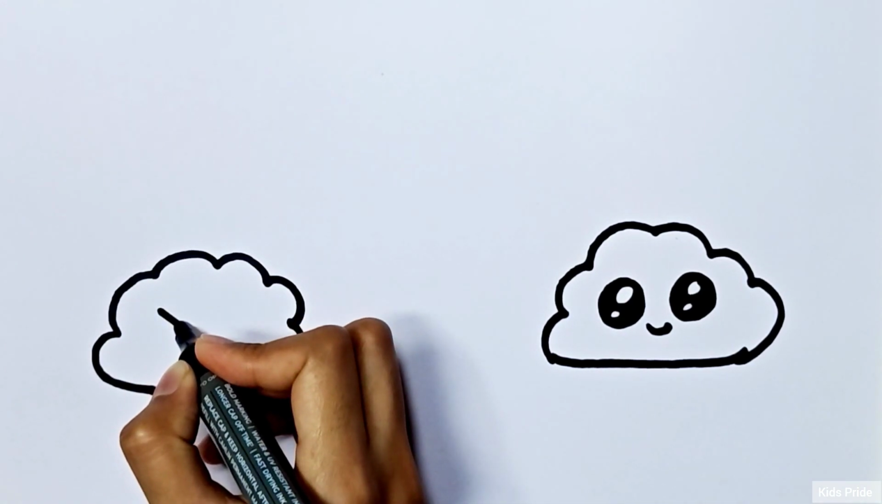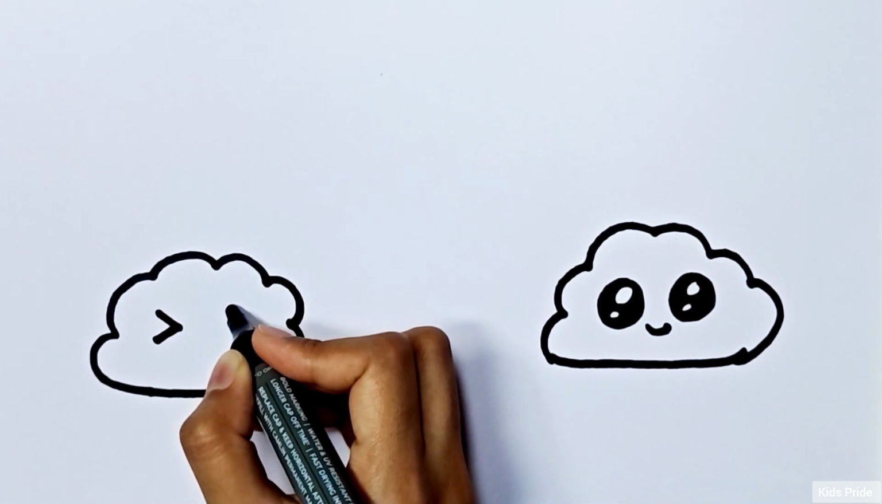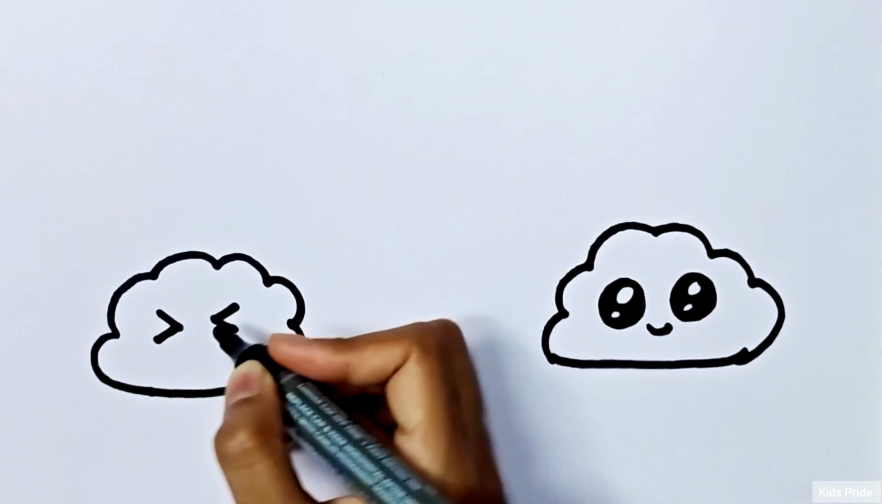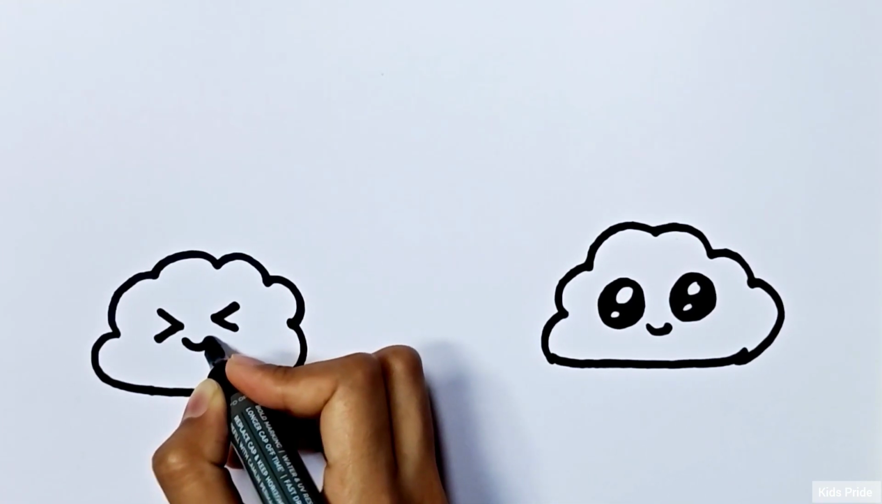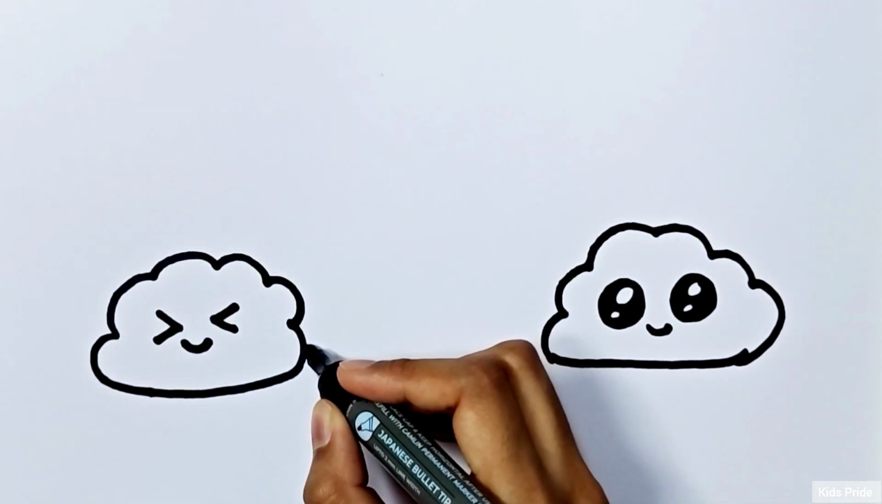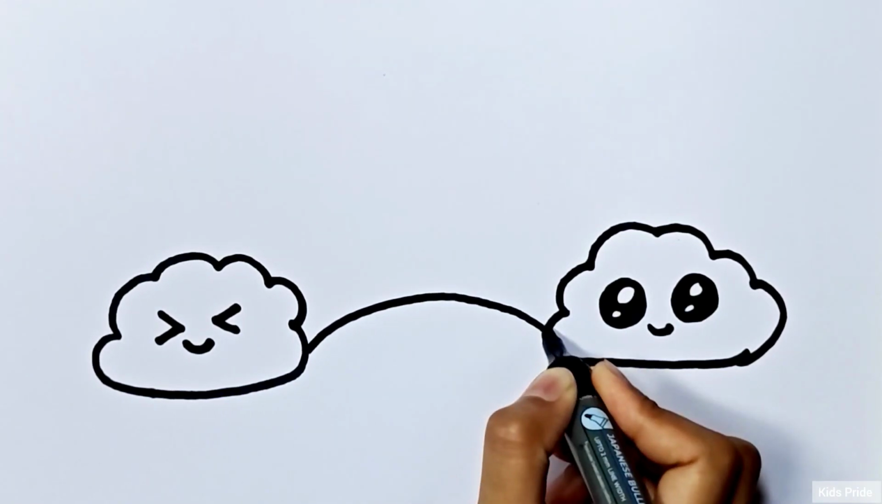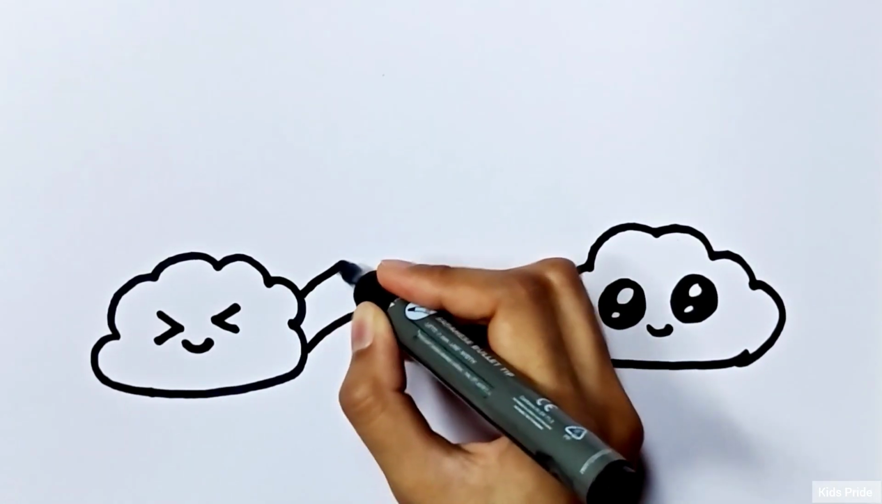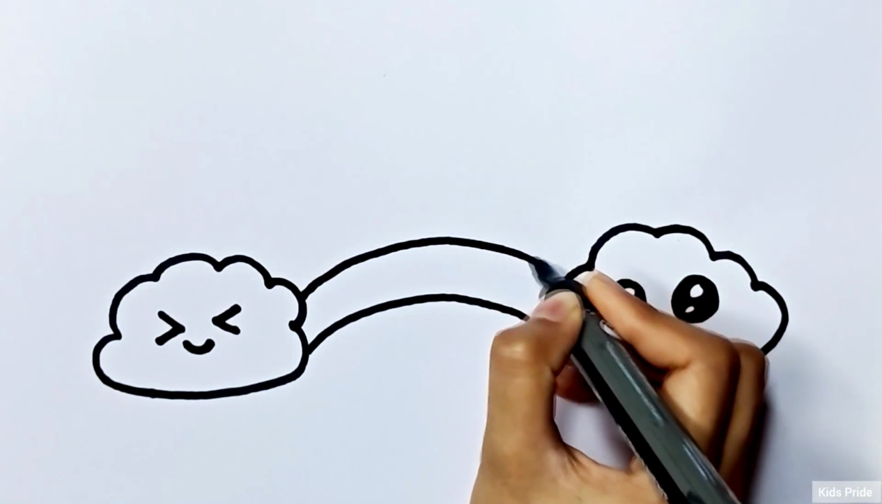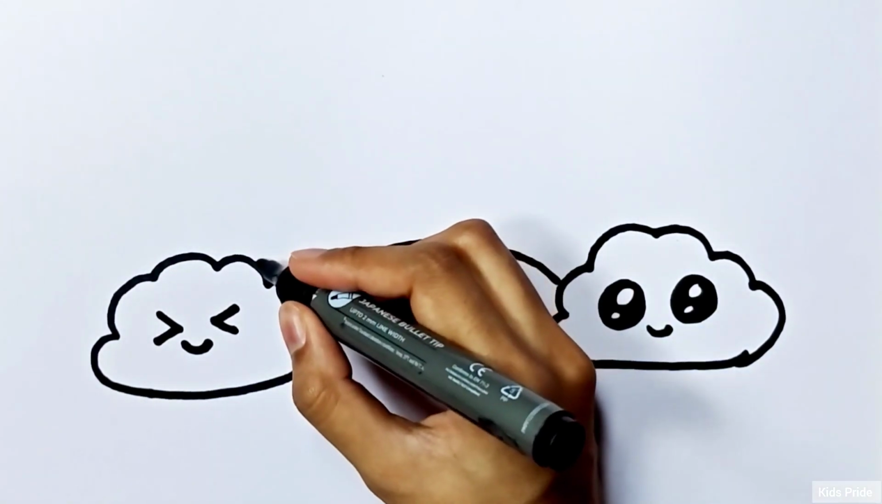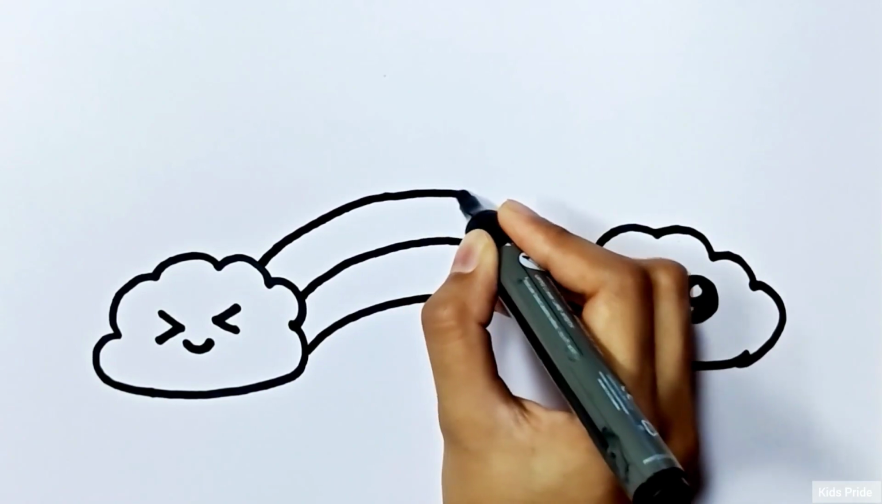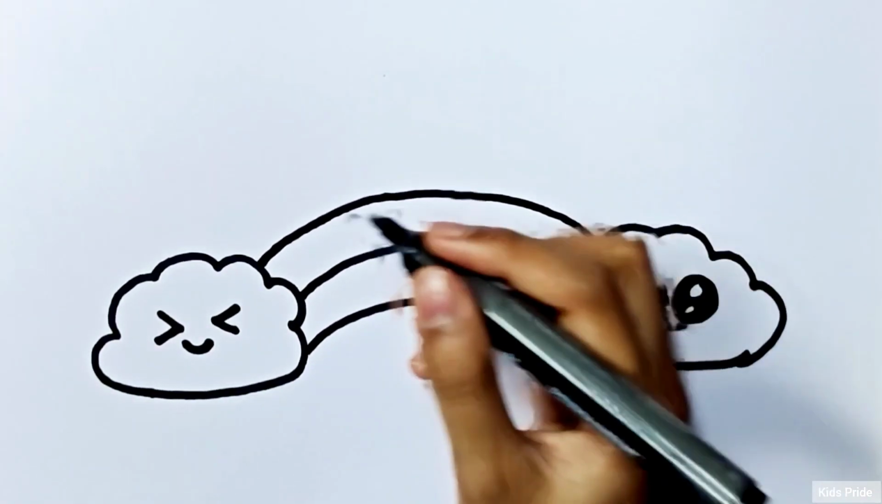Now let's draw the other one. Oh, he's looking very excited. Now let's draw the rainbows. Follow step by step. Our drawing is looking cute.